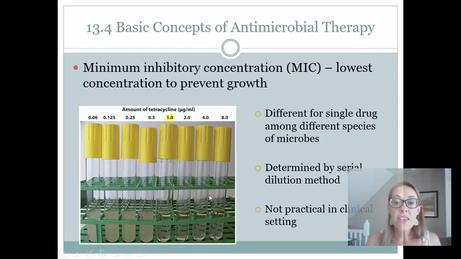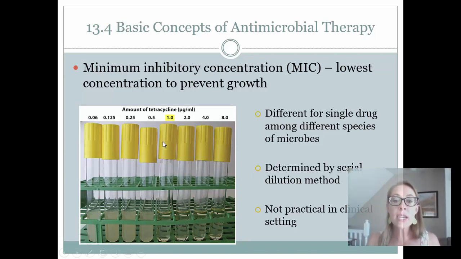We see that the tubes over here on the right, the media remains clear. Well, what does that tell us? It tells us that no bacteria grew. We didn't have binary fission taking place. It does not tell us that those cells are dead. That's an important feature. We are just identifying the inhibition point.